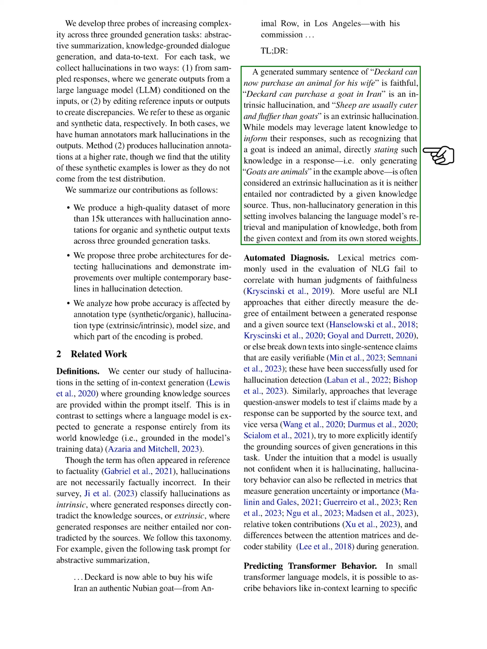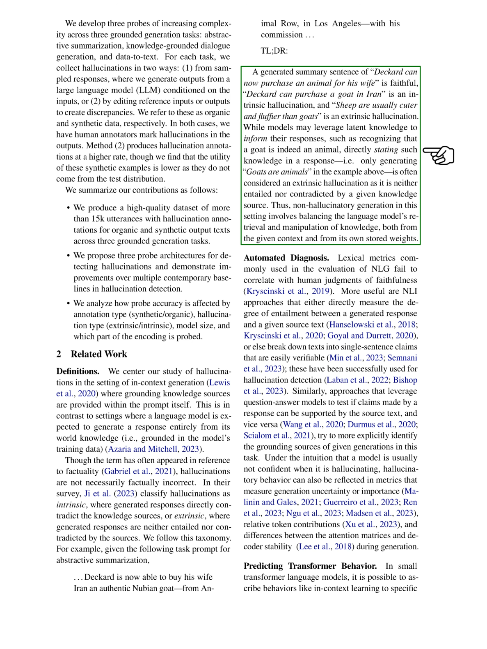For instance, consider the following task prompt for abstractive summarization. Deckard is now able to buy his wife Iran an authentic Nubian goat from Animal Row in Los Angeles with his commission. A generated summary sentence of "Deckard can now purchase an animal for his wife" is faithful. "Deckard can purchase a goat in Iran" is an intrinsic hallucination, and "sheep are usually cuter and fluffier than goats" is an extrinsic hallucination. Automated diagnosis of hallucinations is a challenging task.